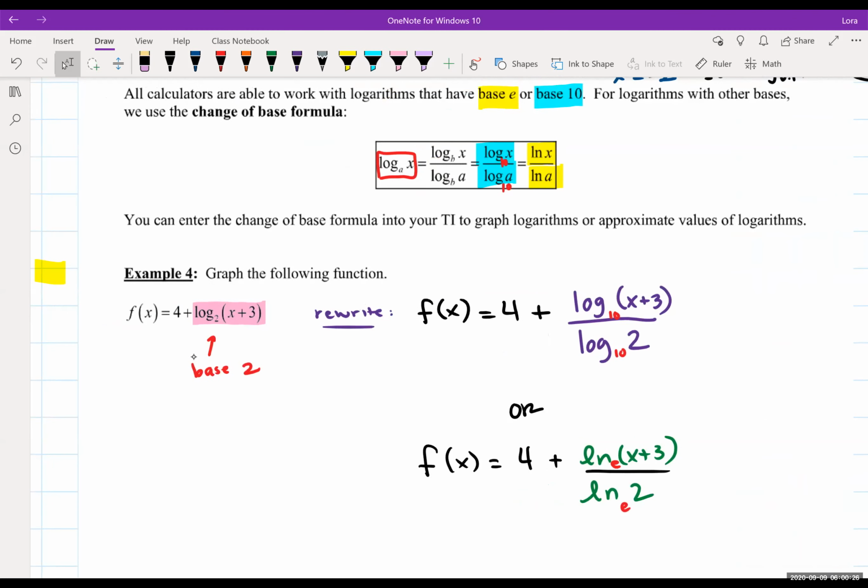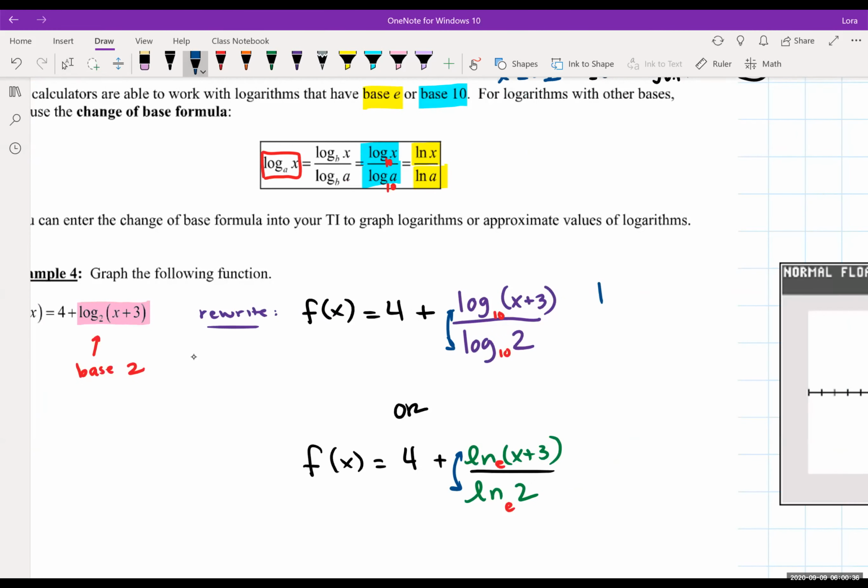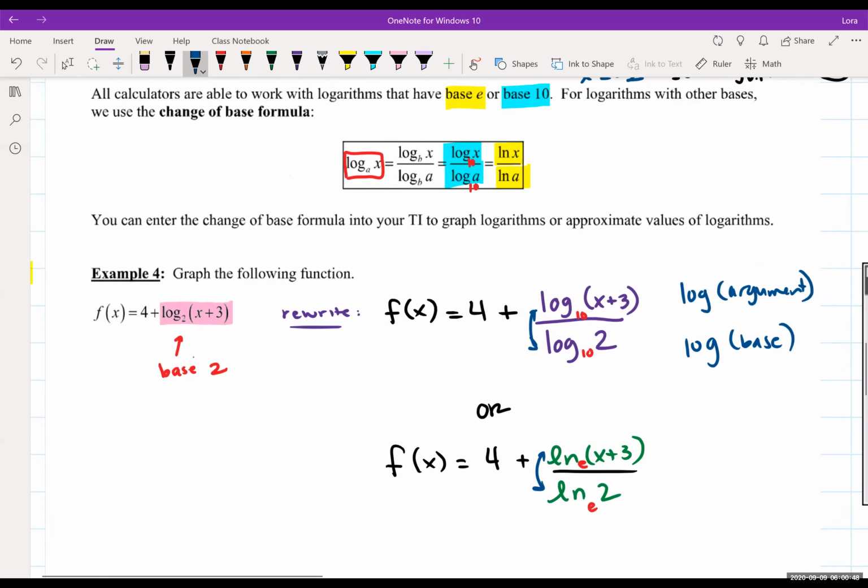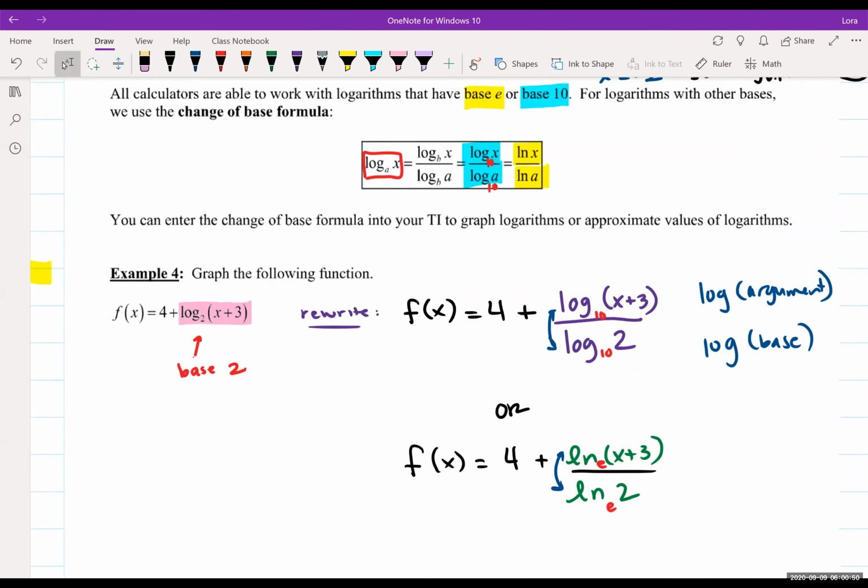In both cases, the log has to be the same base for the numerator and denominator. And always make sure it's the log of the argument on top. I'll emphasize that. Log of the argument and a log of the base on the bottom. That kind of helps us remember what to do. So that change of base formula comes in handy, especially if you have an older operating system.